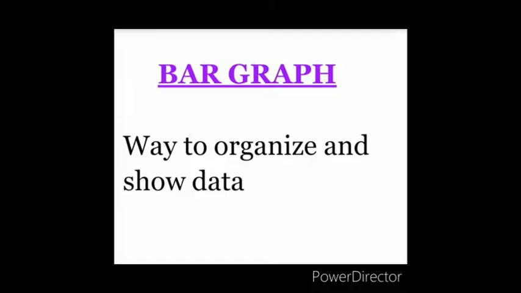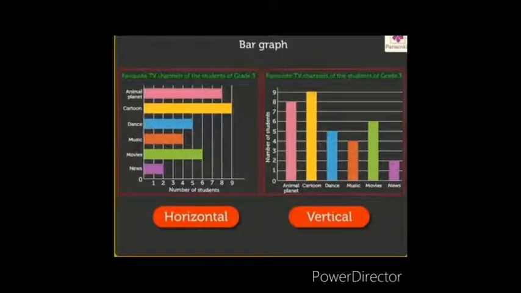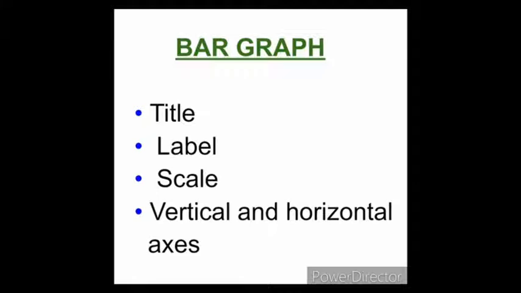Next topic, bar graph. A bar graph is a way to organize and show data. A bar graph consists of vertical or horizontal bars whose height or length depends on the amounts or quantities that are to be represented. Bar graphs make it easy to compare the recorded data. A bar graph has a title, a label, a scale, a vertical and a horizontal axis.